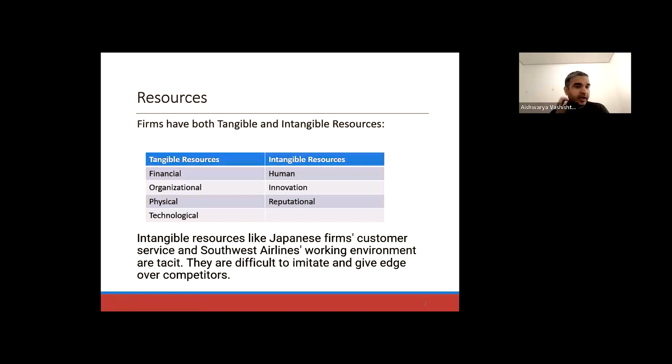So resources can be of two types: tangible resources and intangible resources. Which of the two do you think gives better competitive advantage? Intangible resources give better competitive advantage because they are hard to imitate. Like customer service is hard to imitate. Good customer service is hard to imitate. Work culture is hard to imitate.